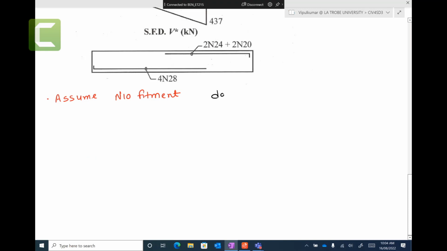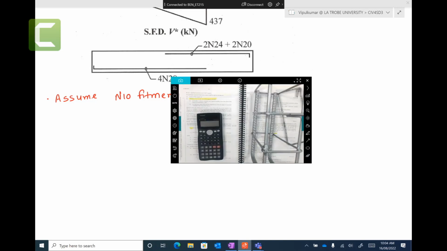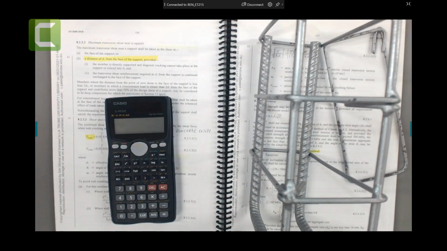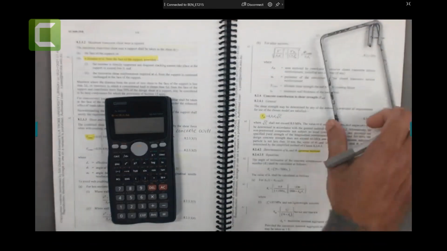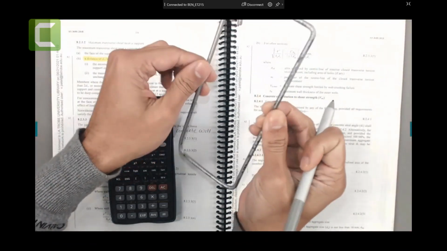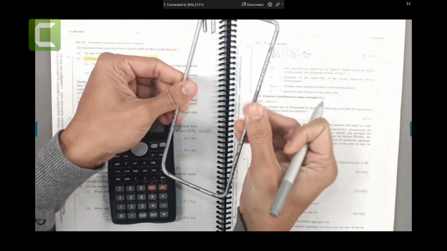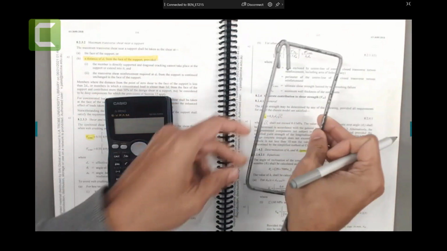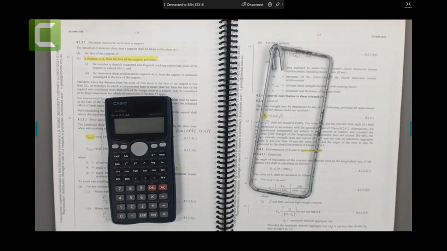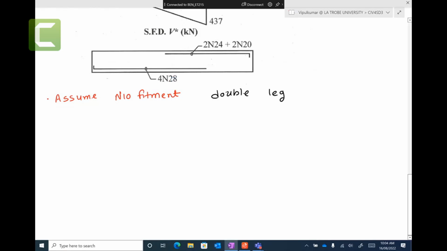And let's say double leg fitments. Meaning that I can show it to you here. This is the double leg fitment, like leg number 1 and leg number 2. That is a double leg fitment. Let's assume double leg fitment. Generally, we use double leg fitments.